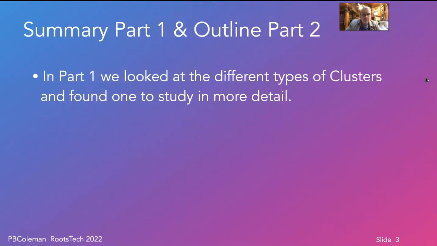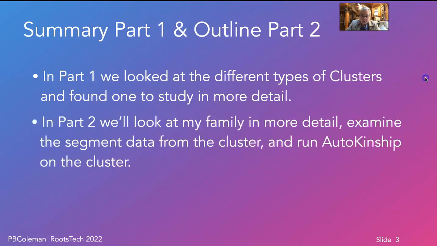In Part 1, we looked at the different types of clusters, and we found one in particular that we were going to study in more detail. In Part 2, we'll look at my family to find some more details about my great-grandparents. We'll examine the segment data from the cluster, and we'll then run AutoKinship on the cluster to see what kind of connections we might be able to determine there.